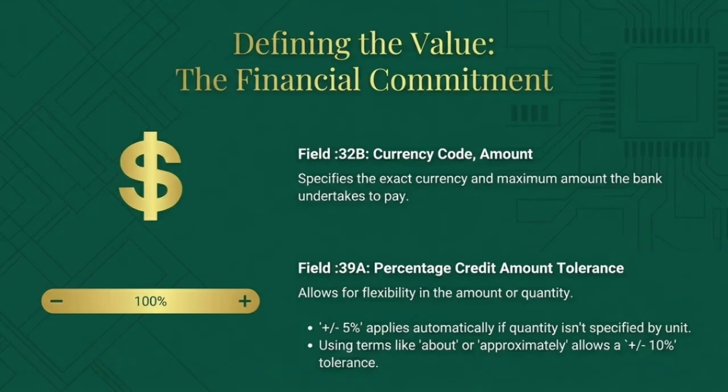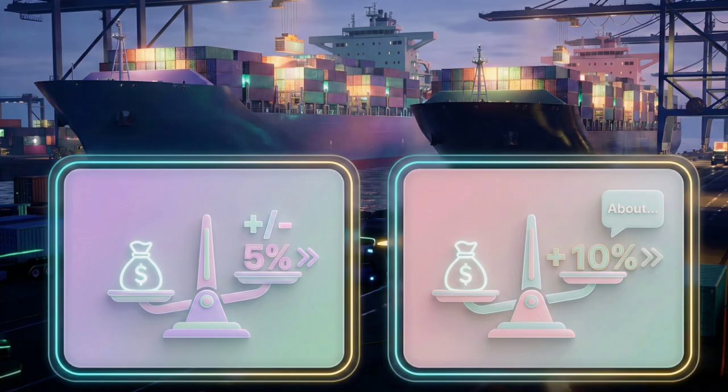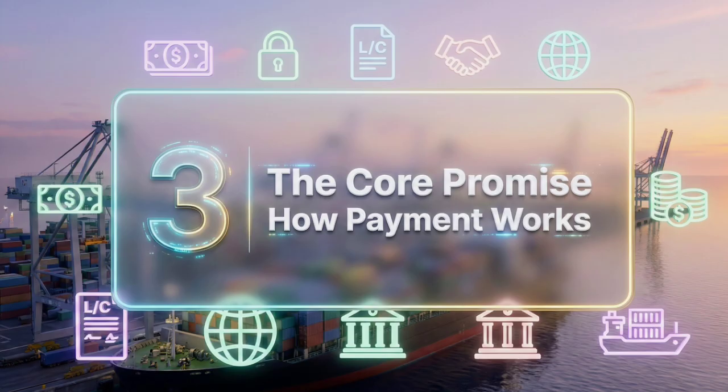Let's look a little closer at this. On the left, we have the standard. If the credit describes goods by weight, like 500 kilograms of coffee, but not by a specific number of bags, a plus or minus 5% tolerance in the quantity is just automatically allowed. But if you look at the right side, if the credit uses words like about or approximately, that tolerance actually doubles to plus or minus 10%. Understanding this little detail can save you from a lot of headaches.